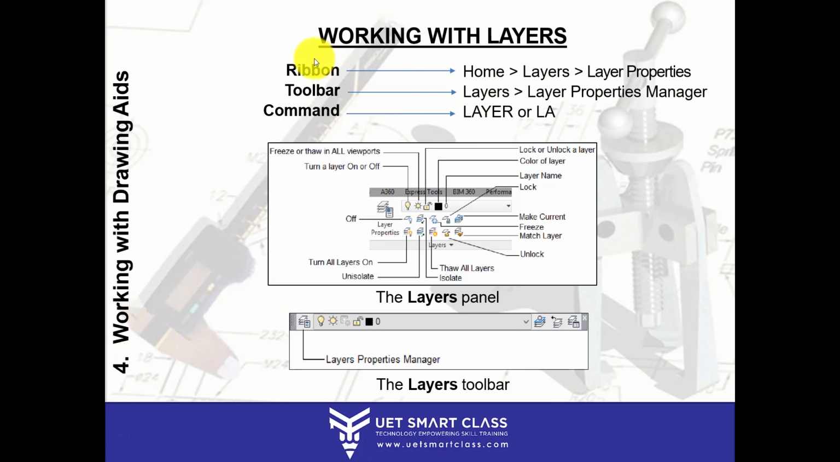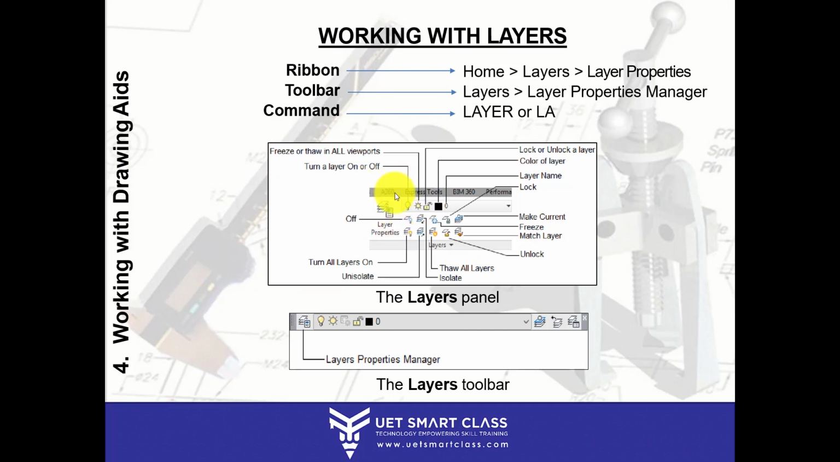You can go to your ribbon and on your home tab, there is a layers option. There is a layer properties tab as well, from where you can control your layer properties. In the toolbar again, you can go to layers and your layer property manager will open. Working with layers means you're setting all these settings and properties in the layer property manager. Layers include all the properties of the object. So now, this is your layers panel. This is your layer property manager.